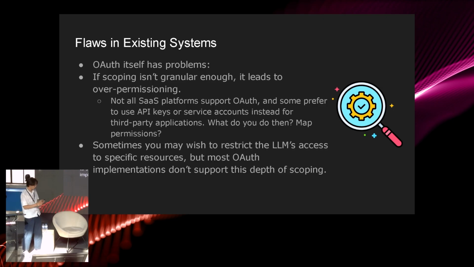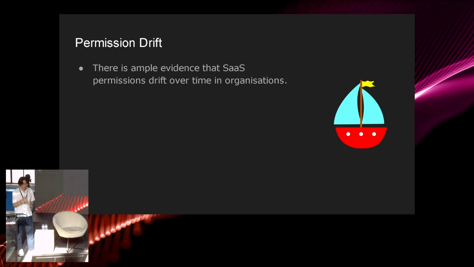Sometimes you might wish to restrict the LLM's access to specific resources, and OAuth scoping and even federated identities have trouble with very granular data access provisioning. Another well-established attack vector, completely unrelated to AI, is this: when you've got a big SaaS application, let's say Salesforce, and you've got an account there, while you're working you ask someone, hey, I need access to this, can you give me these permissions? They say okay, and they don't revoke that afterwards. We call this permission drift. In my old job at AppOmni, this was the problem we were solving.